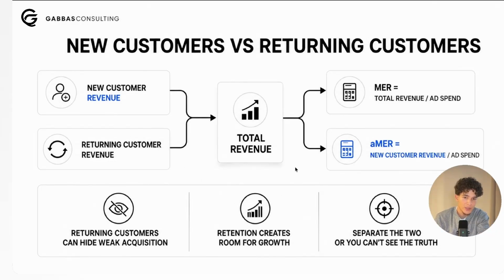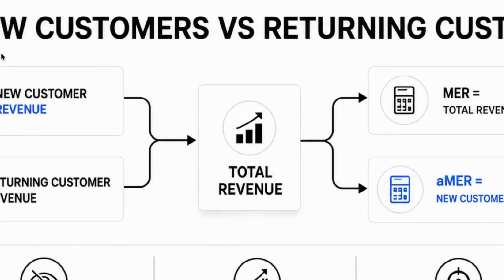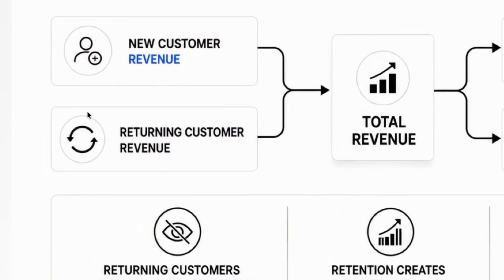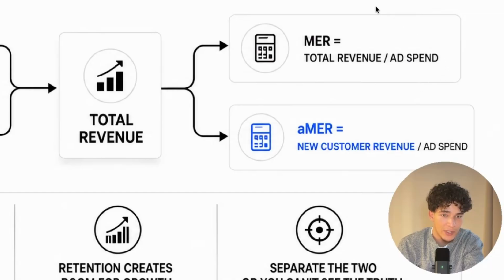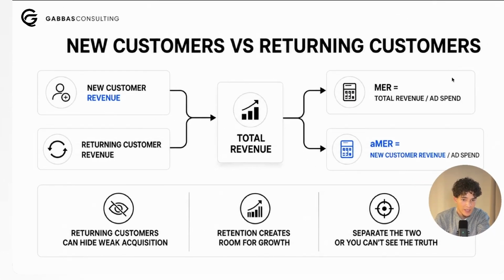And so we have this metric right here, our total revenue. That is the revenue from new customers and returning customers combined. And then we split this into the marketing efficiency ratio, so our total revenue divided by our ad spend. This is our marketing efficiency ratio. But this is somehow manipulated. And why? Because this also includes the returning customer revenue. This can look strong at first, but if you go down this rabbit hole of only looking at the MER, you will be in a loop of wondering where your money went in the bank account.